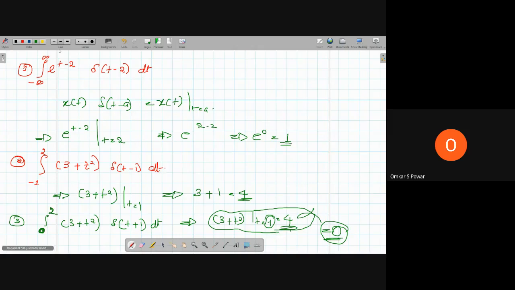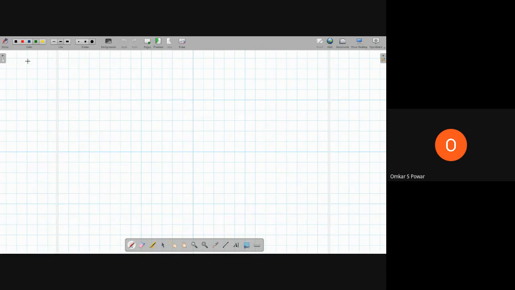Now we have solved for continuous, we will solve two problems with respect to discrete. Let us take this example. Summation n varies from minus infinity to infinity, half of n del of n. This is equal to half of n at n equal to 0, which is equal to 1.